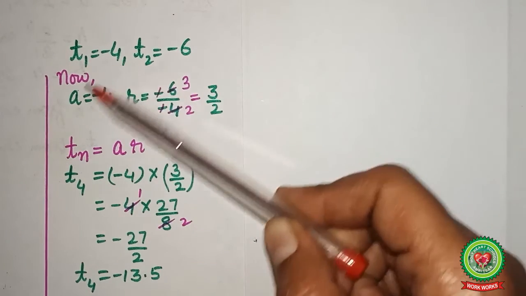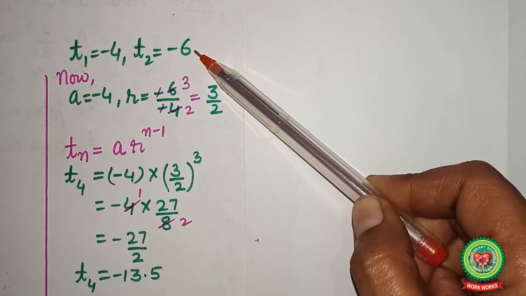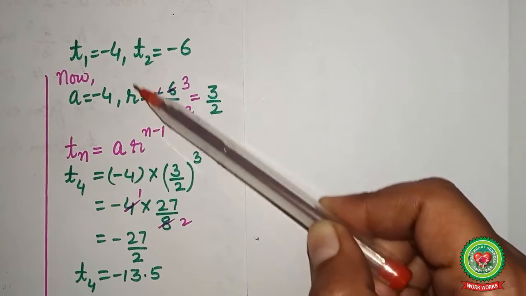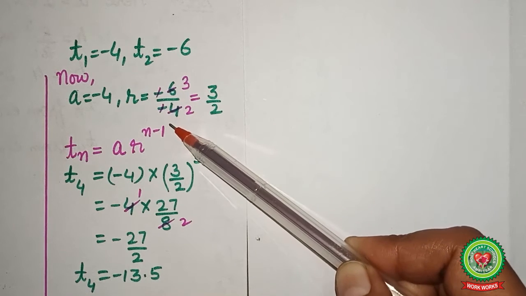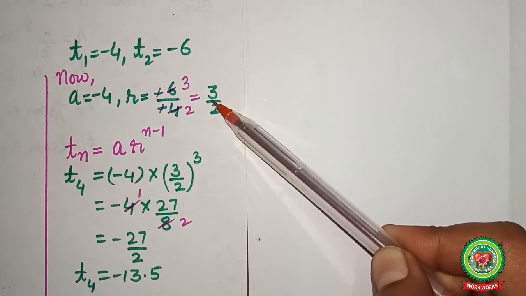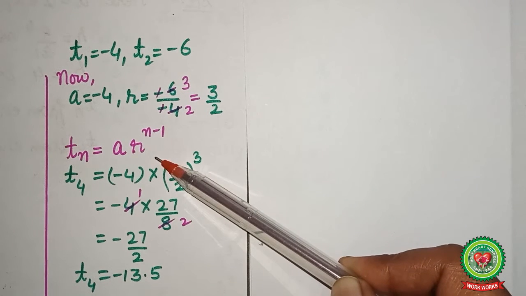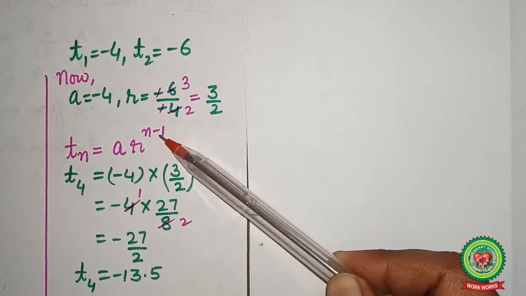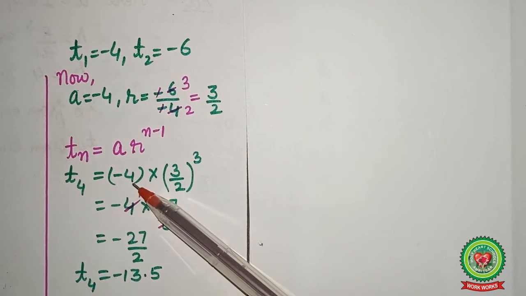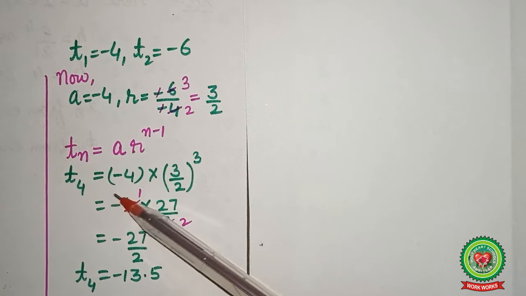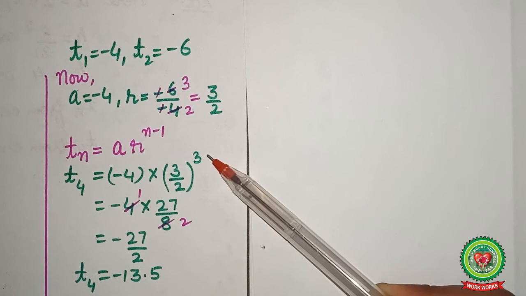T1 is minus 4, that is the value of A. Second term is minus 6. So, from here we can find the common ratio, that is second term divided by first term. So, minus 6 divided by minus 4, after cutting we are left with 3 by 2. Now, the general term formula is Tn is equal to A multiplied by R raised to power n minus 1. Put the values of n, A and R. We get T4 is equal to minus 4 multiplied by 3 by 2 raised to power 3.